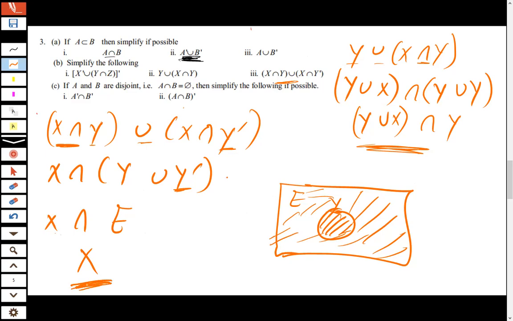So you can revisit the rules of sets. I wrote them in the slide at the end. Yeah, so simplifying this set just gives you X as your answer. So let's quickly move on to the last question.